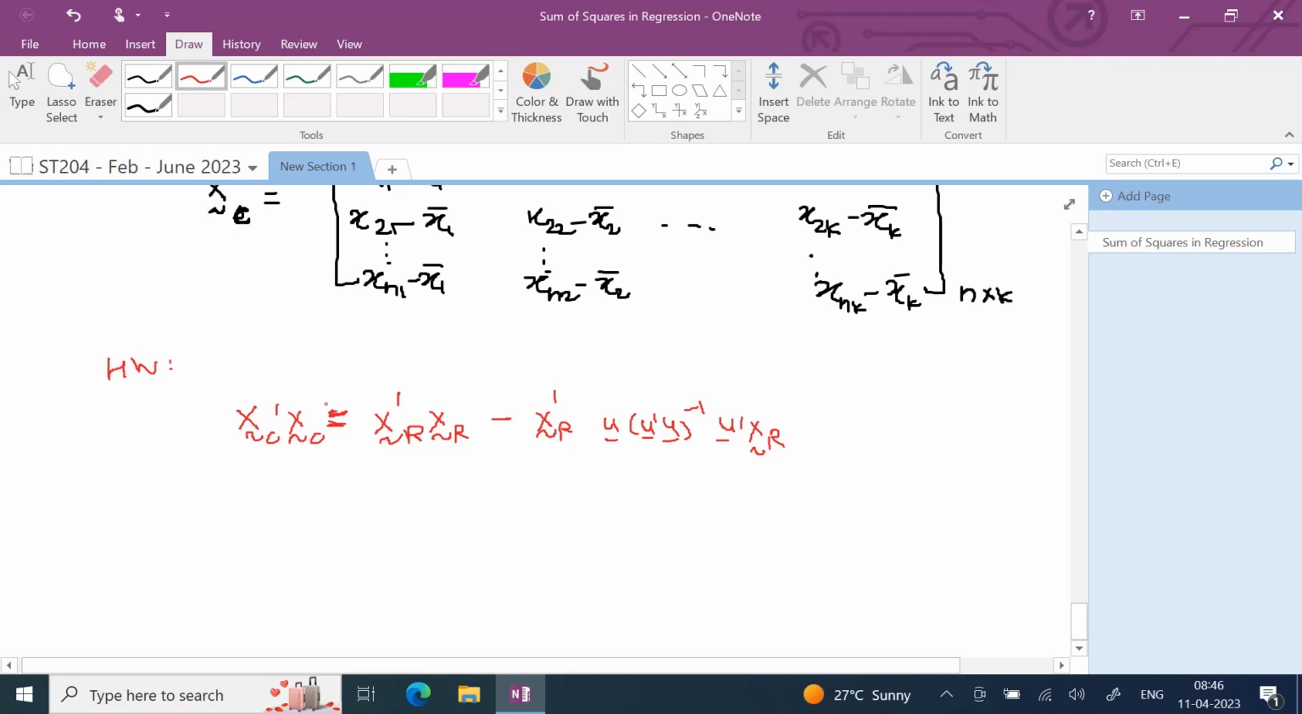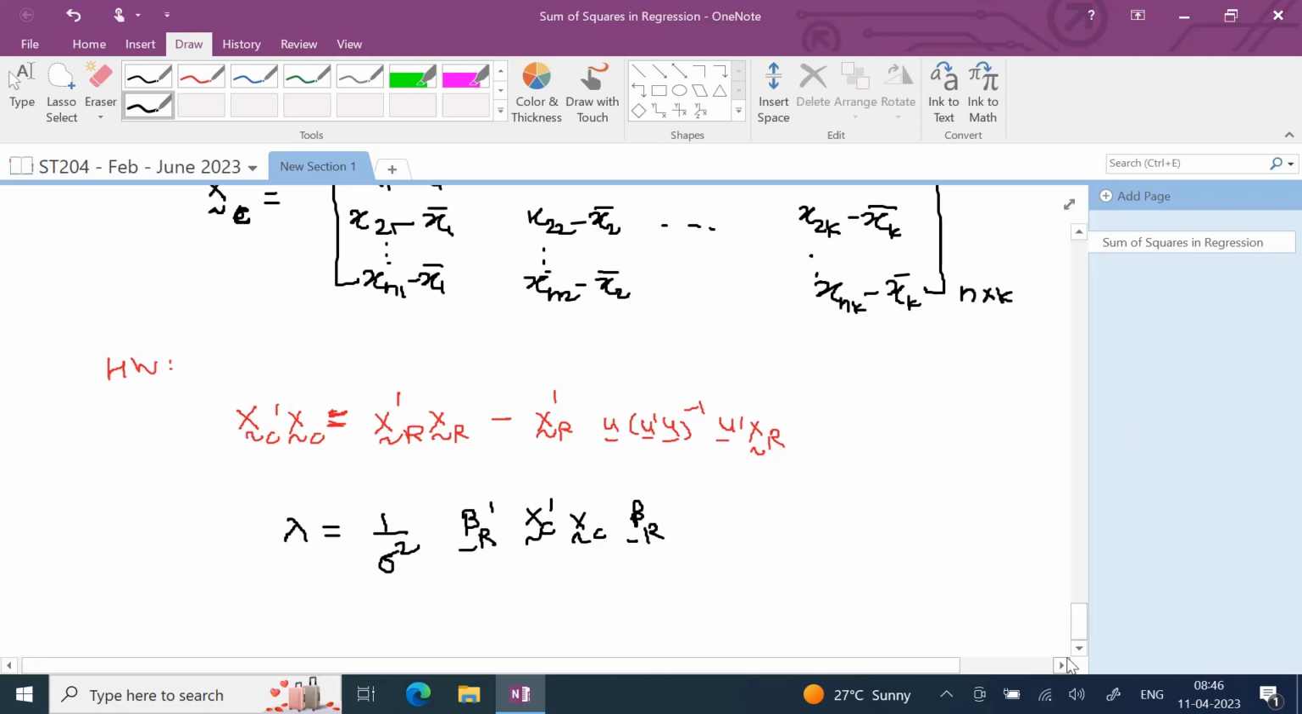This is simple algebra. Now, assuming you do this homework, the non-centrality parameter is 1 by sigma square beta r prime xc prime xc into beta r. This is the non-centrality parameter.